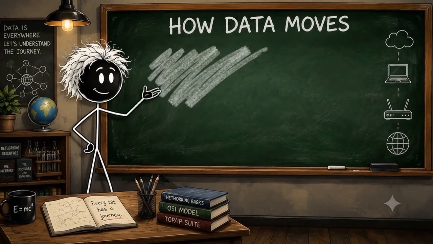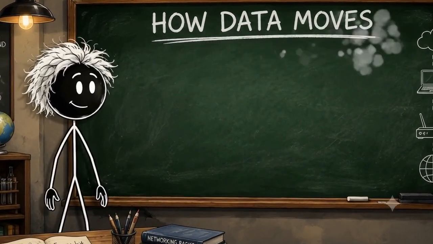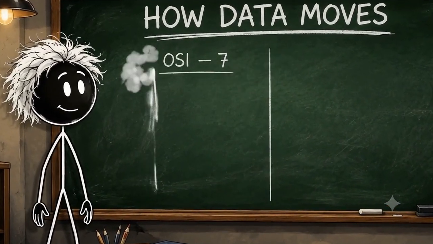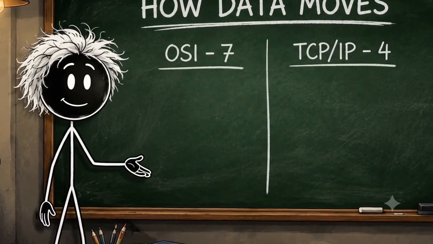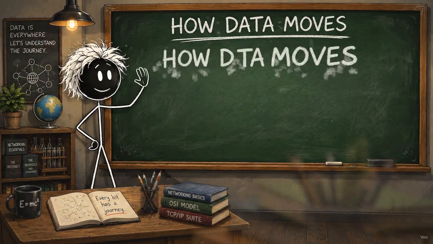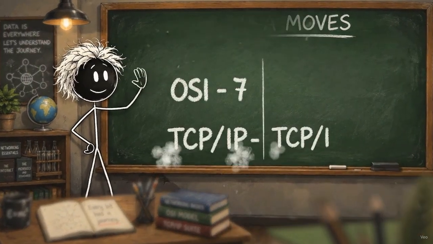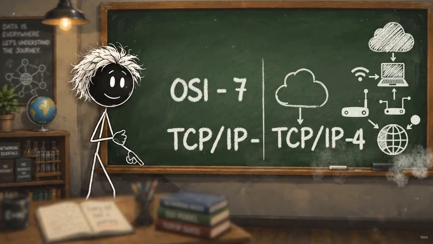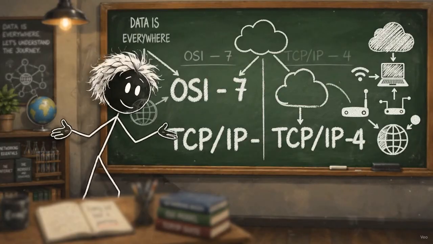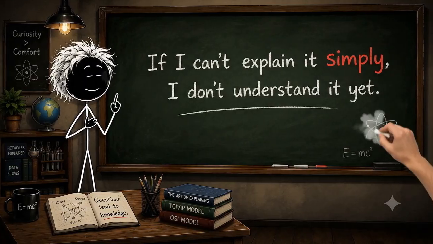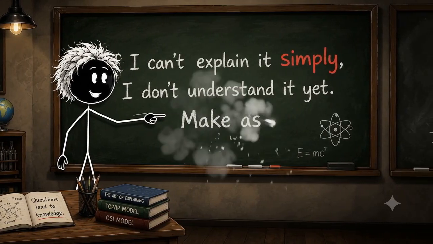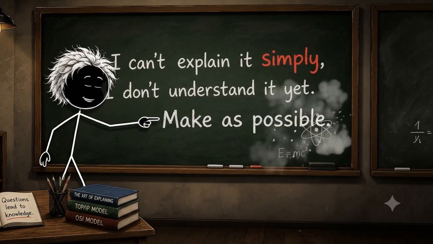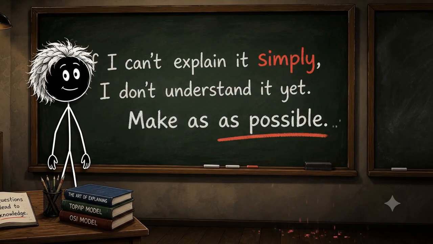Let's break down the two models that describe how data moves across a network, the OSI model and the TCP/IP model. And we'll do it the way I wish someone had done it for me, with one good analogy, plain language, and nothing we haven't earned. Here's the rule we're going to live by. If I can't explain something to you without hiding behind technical terms, then I don't really understand it yet. So let's earn it. Start with one picture.